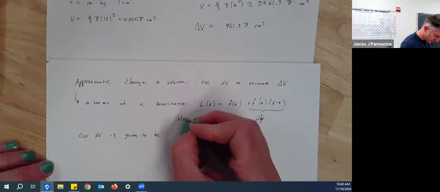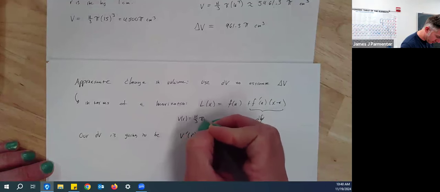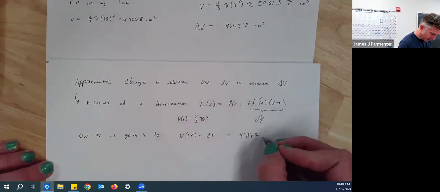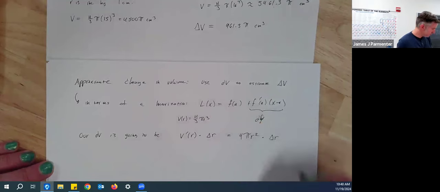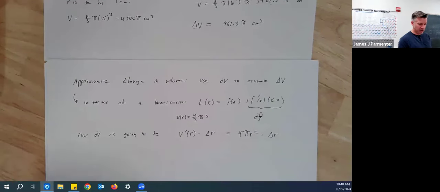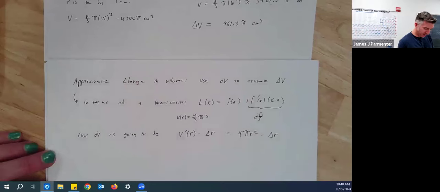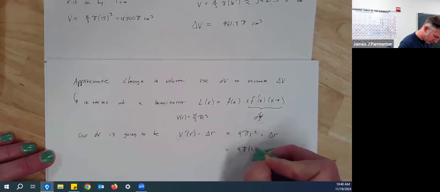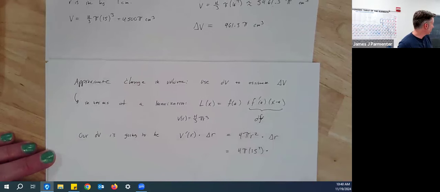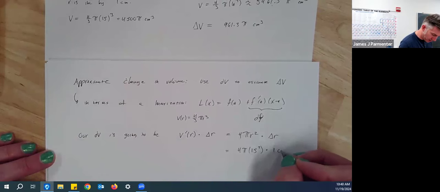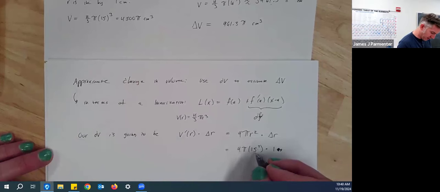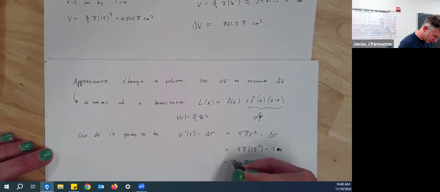Our volume is 4/3 pi r cubed. Our derivative is 4 pi r squared, and then we multiply by how much r is increasing by. Back to the numbers we actually had, we started with a radius of 15 centimeters, and we multiply by how much the radius increased by, which is 1 centimeter. I don't need the units yet. And 4 pi times 15 squared is 4 times 225, which is 900 pi cubic centimeters.